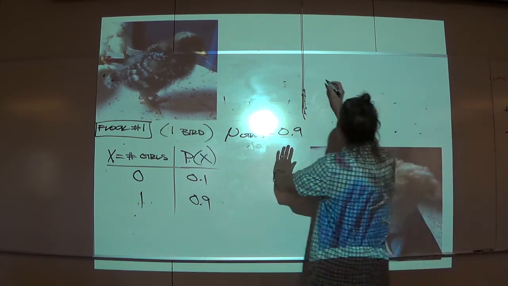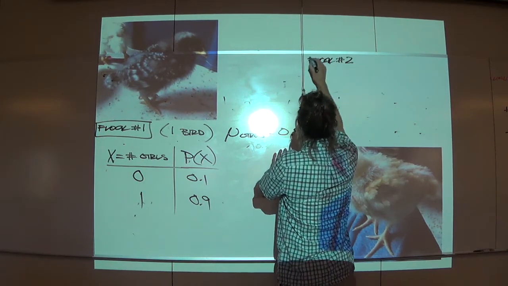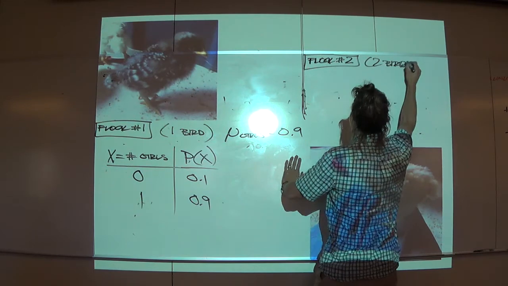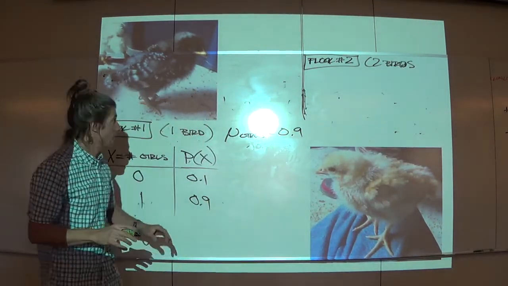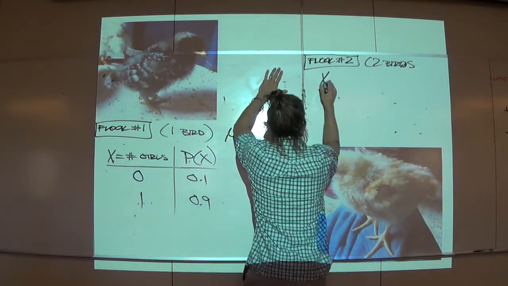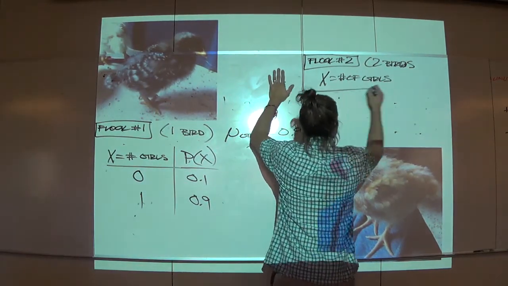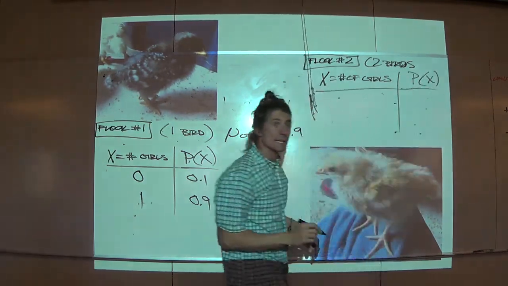All right, so flock number 2. Number 2. 2 birds. Let's build it. Now, Serena, this finally gets into the actual calculations. Number of girls. And then the chance of those numbers. We'll get to that secondary.